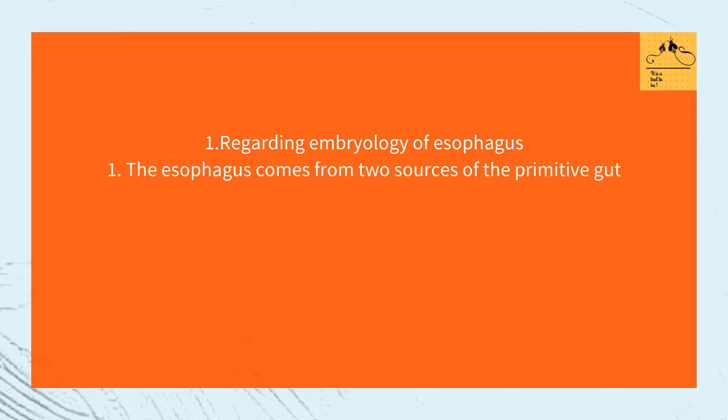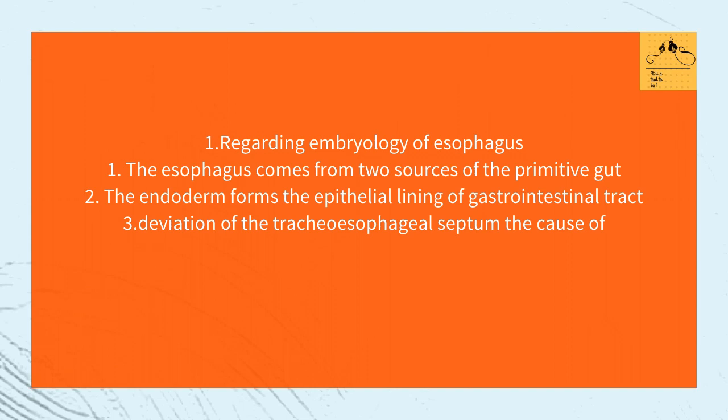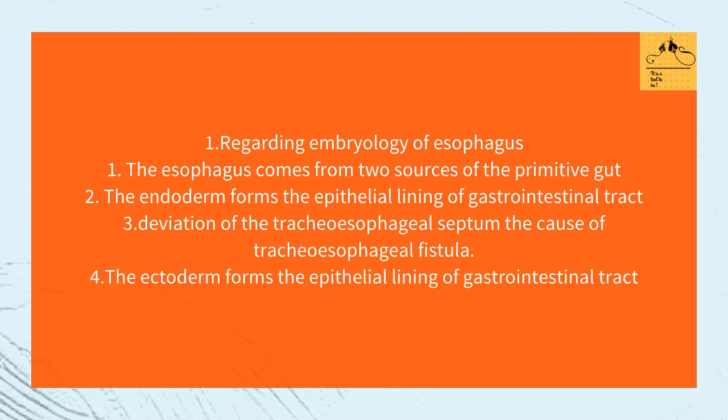Regarding embryology of the esophagus: 1. The esophagus comes from two sources of the primitive gut. 2. The endoderm forms the epithelial lining of the gastrointestinal tract. 3. Deviation of the tracheoesophageal septum is the cause of tracheoesophageal fistula. 4. The ectoderm forms the epithelial lining of the gastrointestinal tract.